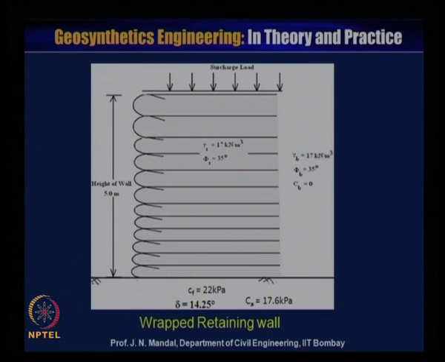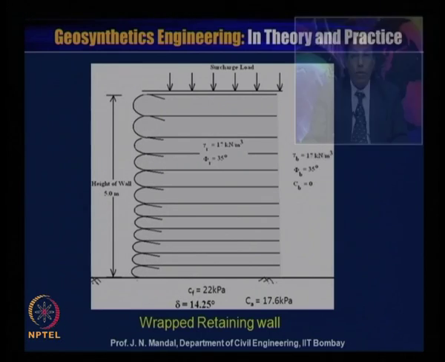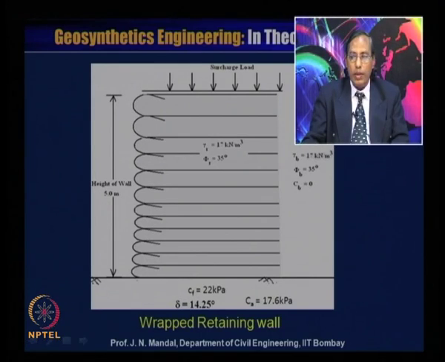So this is the wrap around retaining wall, whose properties are given. The height of the wall is 5 meter, and this is the surcharge load, and here gamma r, phi r is given. Here gamma b, phi b is given. Here is the foundation Cf, delta and Ca is given. So you have to design this wall.